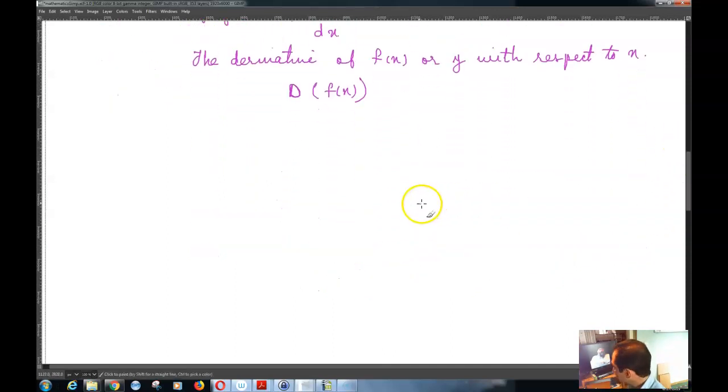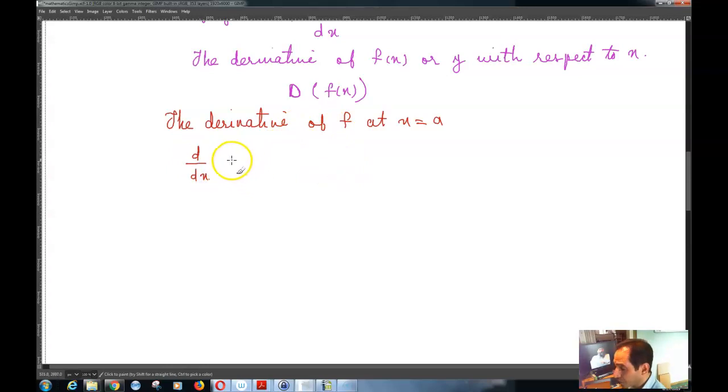Also, there is some other notation that you need to be familiar with. The derivative of f at x is equal to a is denoted by d by dx of f of x at x is equal to a.